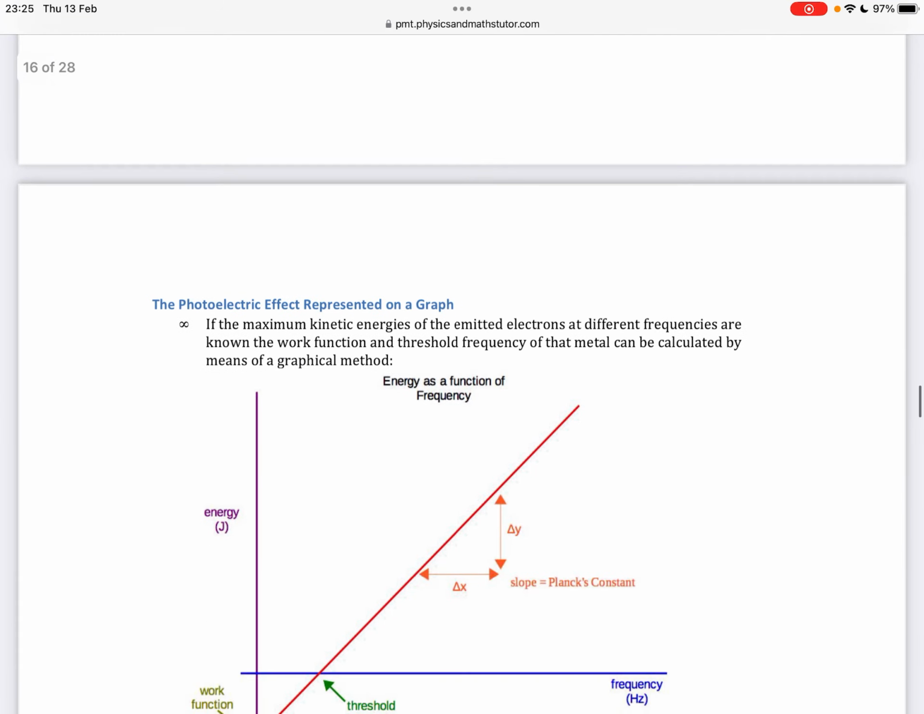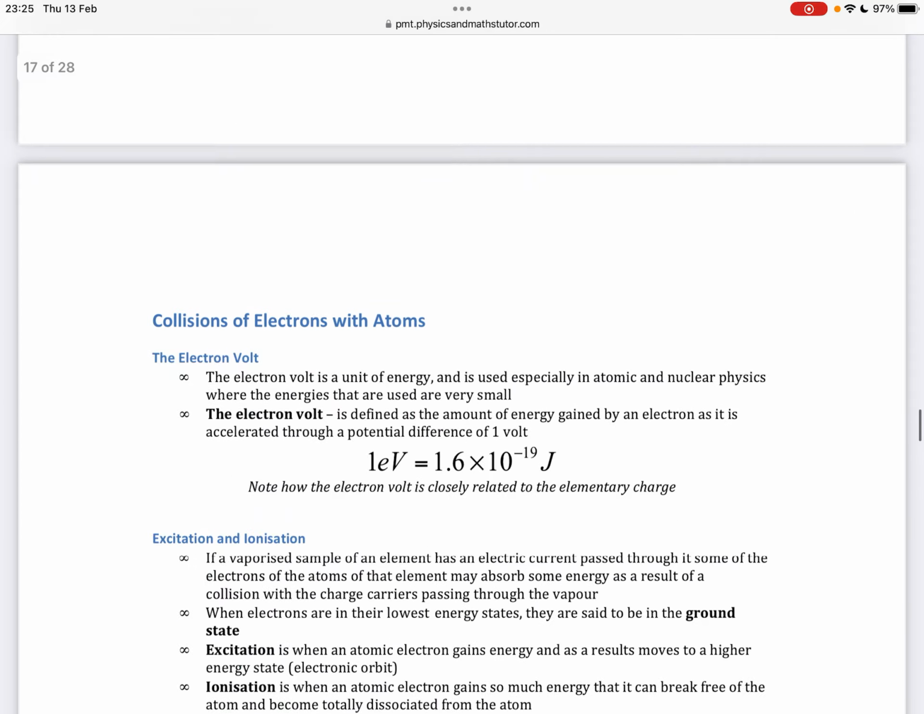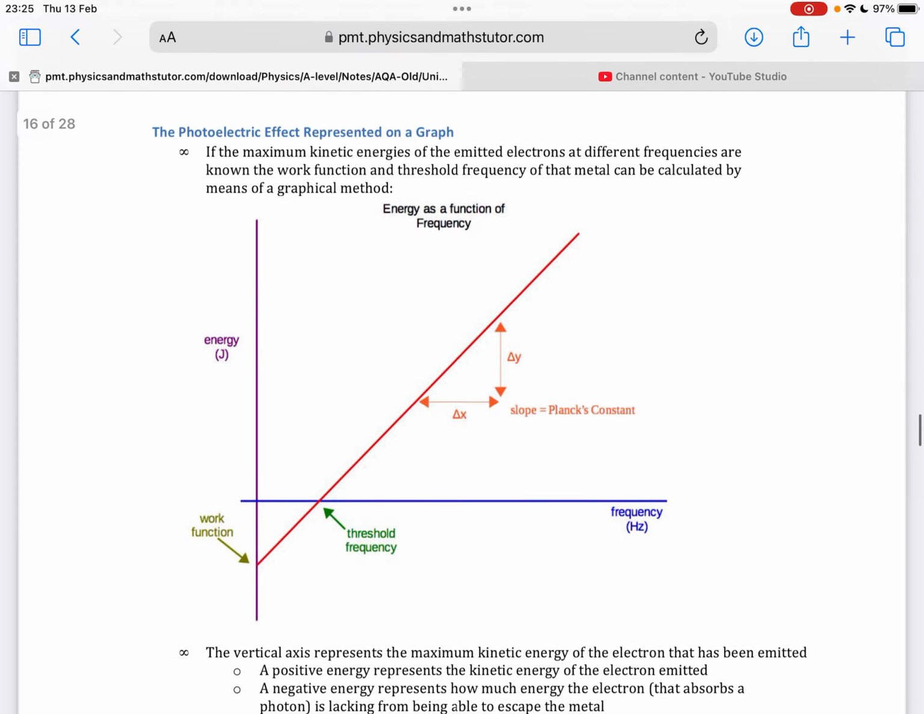This is the end of this video. In the next video, we will be completing the photoelectric effect represented on a graph and the collision. Oh, actually, let's do this.